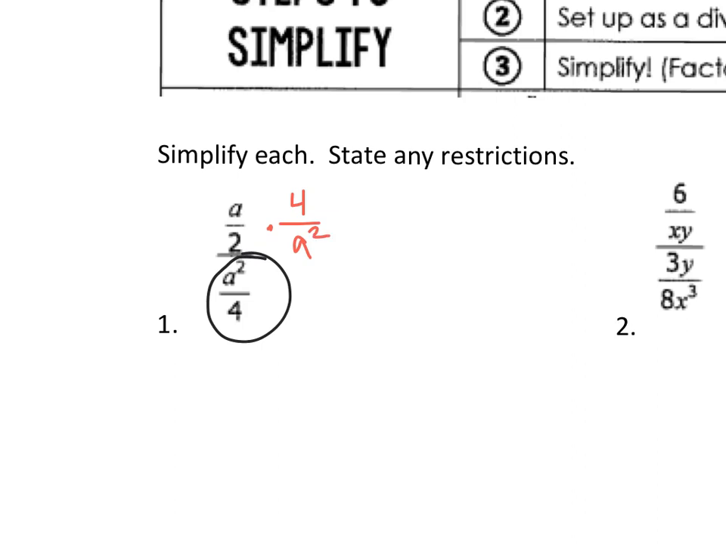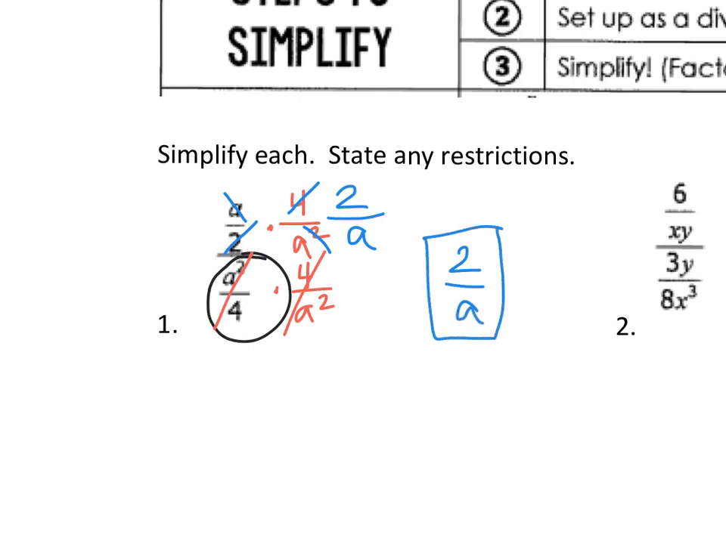Because if you multiply the numerator and denominator by 4 over a squared, the denominator is going to cancel out. That's why you actually flip the bottom fraction, or second fraction, over and multiply. So now you're left with a times 4 over 2a squared. You can either multiply across, but I'm going to cancel out common factors. So 4 divided by 2 is 2. A divided by a squared is a in the denominator. So my answer is 2 divided by a.